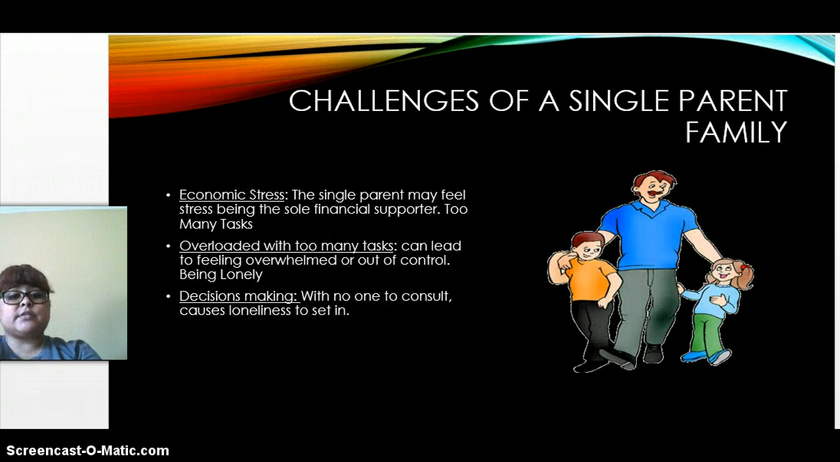Some of the challenges of single parenting is economic stress. Many times a single parent may have to do both. They may have to be the breadwinner and the homemaker, and sometimes the single parent can be just overloaded with issues and financial situations that it can be very stressful and very challenging as a parent.